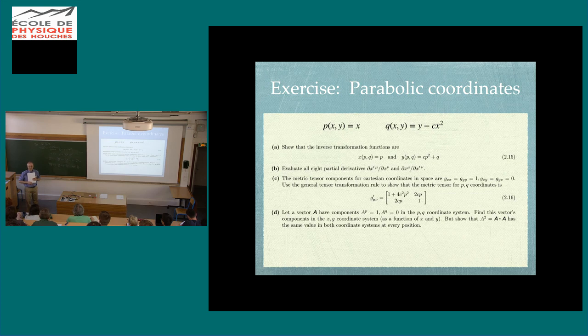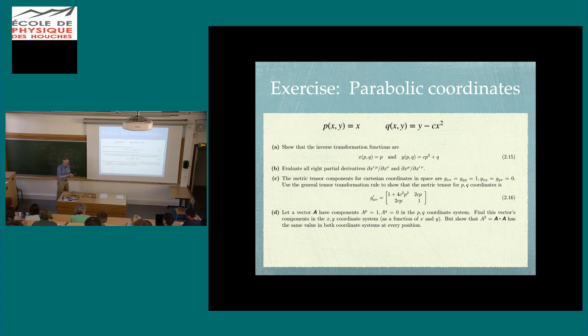Yeah, the Cartesian coordinates g_xy and g_yx are 0. So these are the only two I need. Well, what's this? Looking here, that's 1 times 1. And then dy/dp is 2cp, so 4c squared p squared. Okay, that's the g_pp component, and you do the other ones analogously.